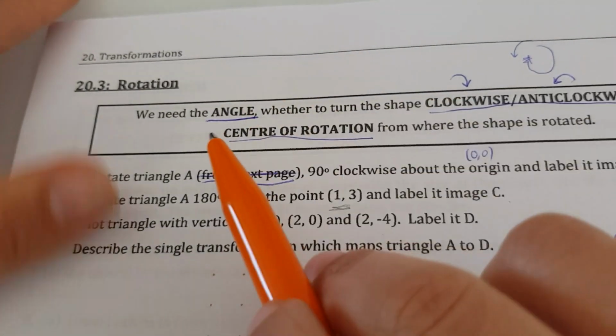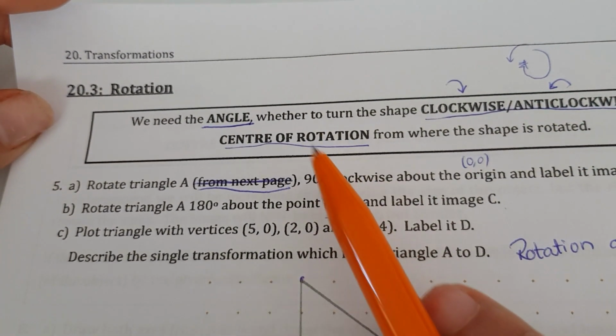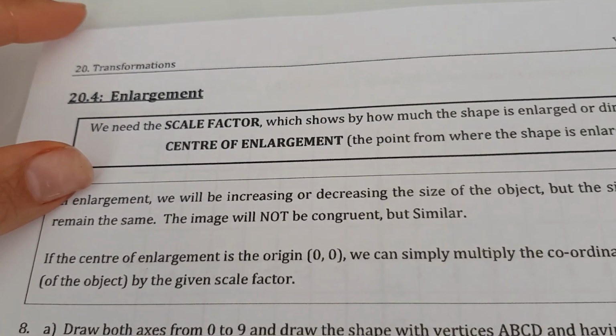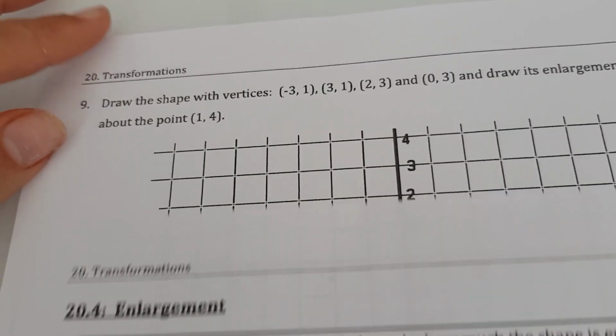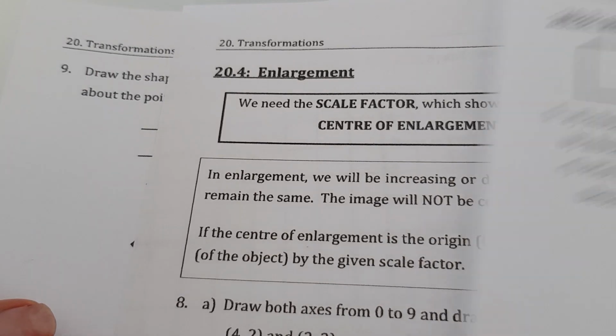Don't forget, we need to know the angle, whether it's clockwise or anticlockwise, and we also need to know the center of rotation. Now, next lesson, we will be dealing with enlargement, when we are enlarging or diminishing the size of a shape.